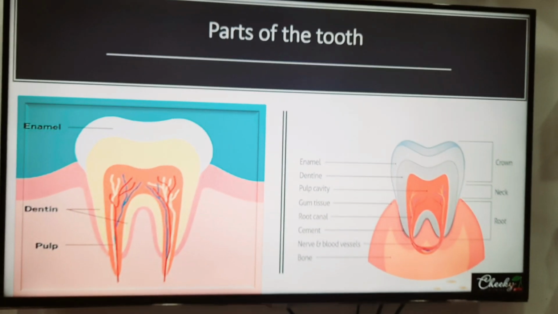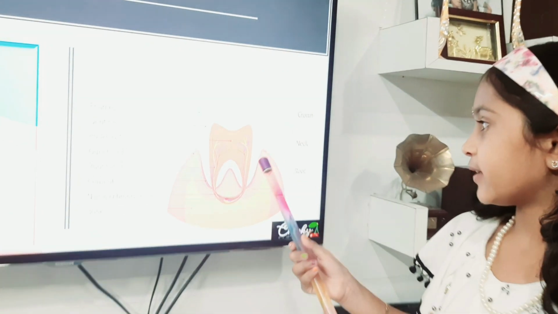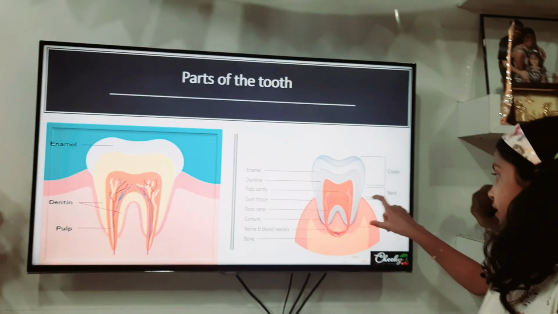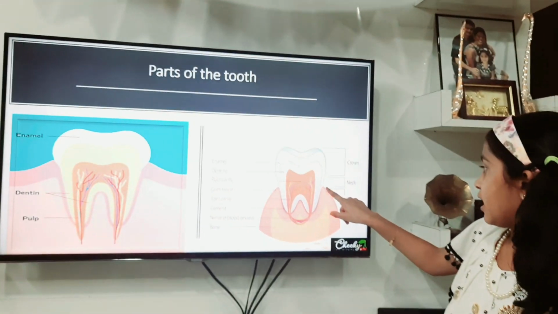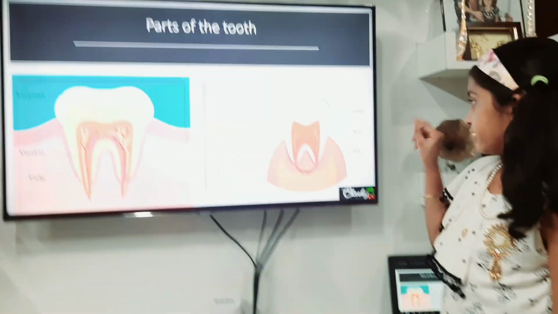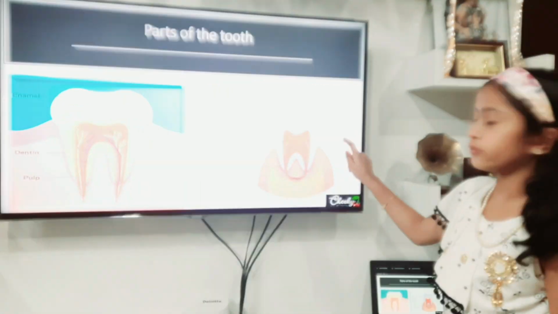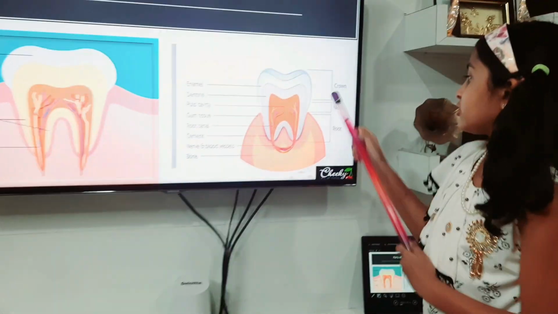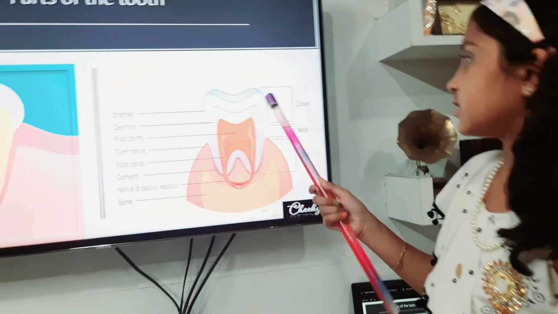The tooth has three main parts. The first part is the root, which covers most of the tooth, as you can see here. Until the gum starting, that much is the root. Then there's the portion which is the neck of a tooth. And then finally, about the same size as the root, the crown of a tooth.